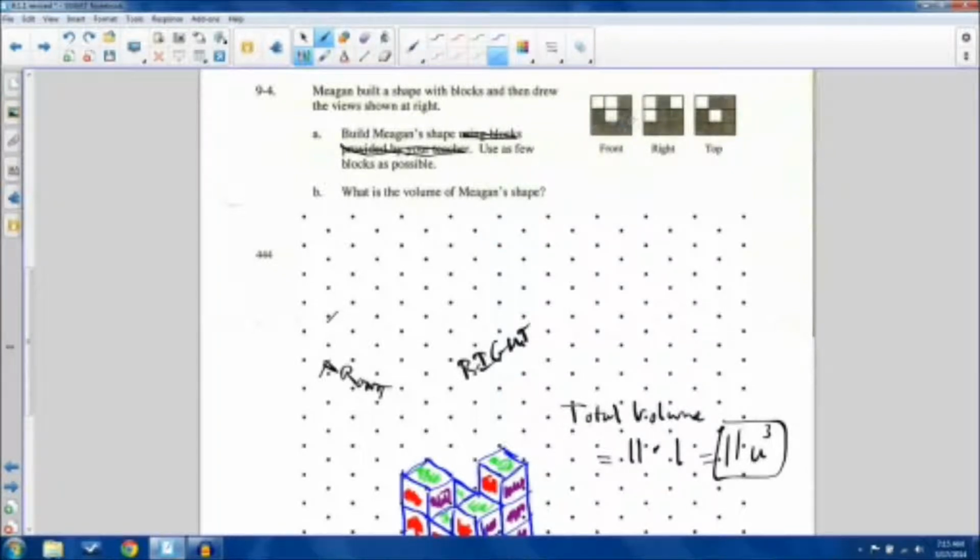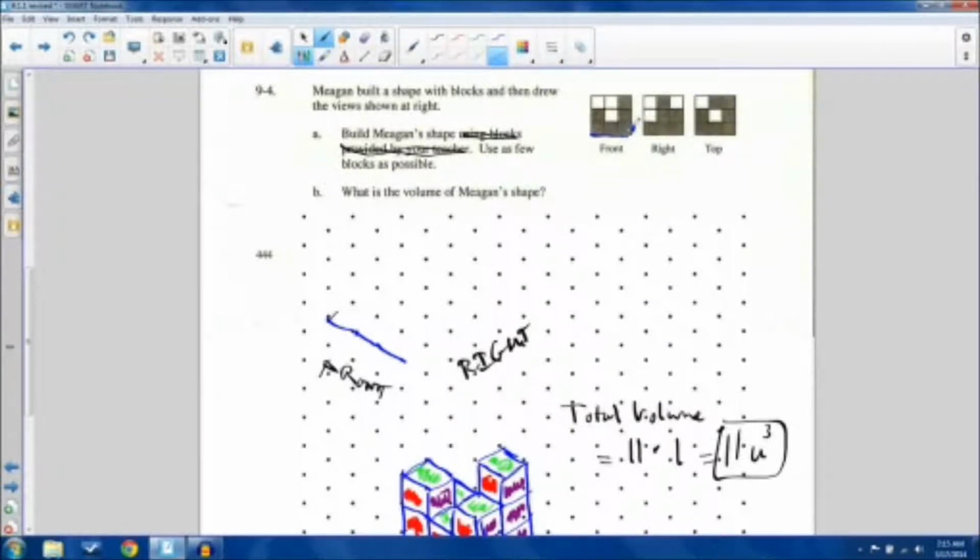The front goes across 3 blocks. 1, 2, 3. That's my base of these blocks. Remember, if this is my front, then this is the right of the front. Well, I should just look here. This is the right of the front.